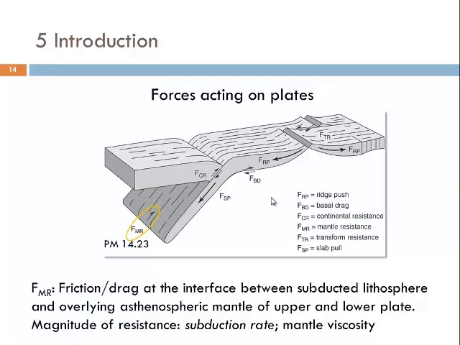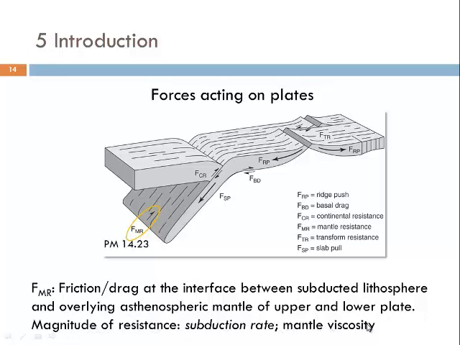A last resisting force is the friction and the drag along the interface between the subducted lithospheric plate and the overlying asthenospheric mantle. We know that here between the subducting plate and the overriding lithospheric plate there would be asthenospheric mantle, and this asthenospheric mantle will create a resisting force because it's a viscous material that needs to flow along the interface of the subducting plate. And here the magnitude of resistance is again controlled by the subduction rate and by the mantle viscosity.